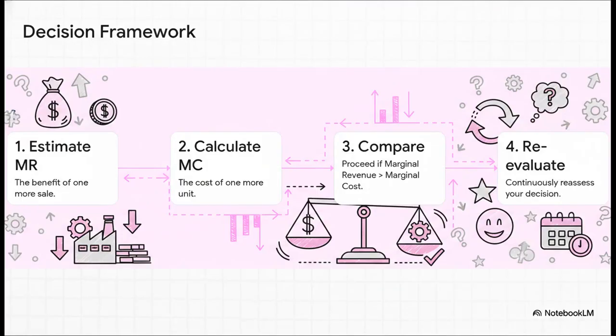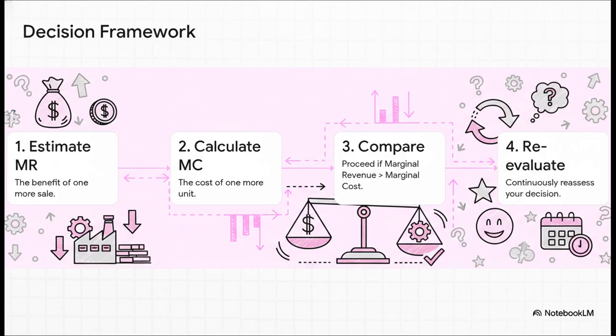So this leads us to the operational framework that businesses use every day. It's a simple 4-step process. Step 1, you estimate your marginal revenue. That's the extra money you bring in from one more sale. Step 2, you calculate your marginal cost, the extra cost of producing one more unit.